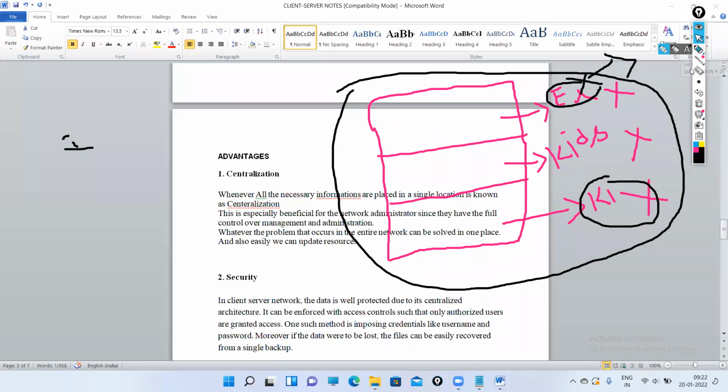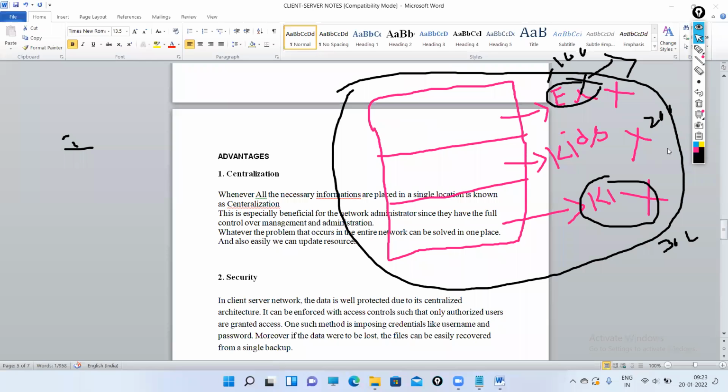Next, for example, I want updates. For example, this price is 100 rupees, this price is 200, this price is 300, and now I want to update these prices. All are available in a single place only. That's why we can easily update all resources. Whenever all necessary information is available in a single location, it is known as centralization. Based on centralization, we have two advantages. First, easily we can update all resources. Number two, easily we can resolve all problems.